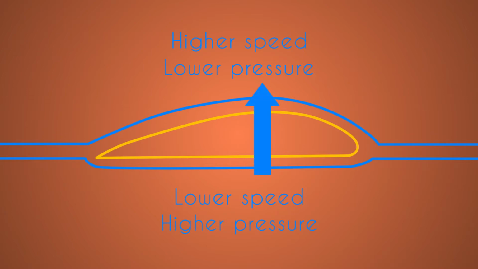Since air particles both on the upper and lower side take the same amount of time to get past the wing, that means that particles on the upper side of the wing have higher speed than the ones at the bottom. If you do some math, according to Bernoulli's principle, it would mean that the high-speed particles generate low pressure, unlike the low-speed particles which generate high pressure. The difference in pressure generates lift.